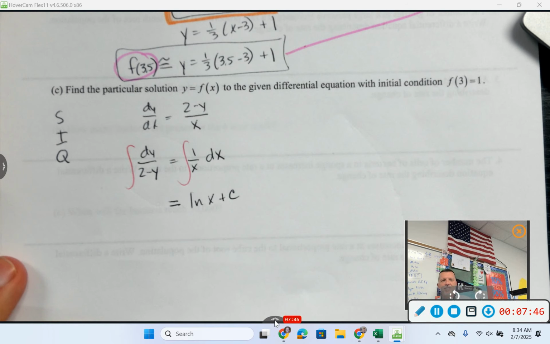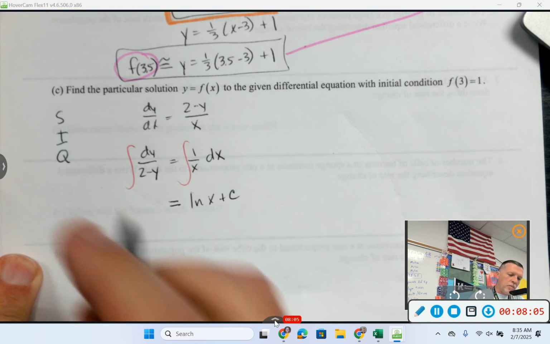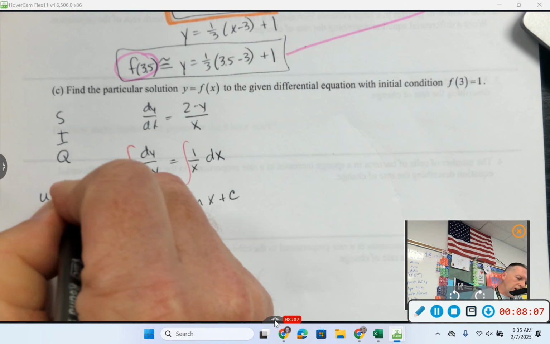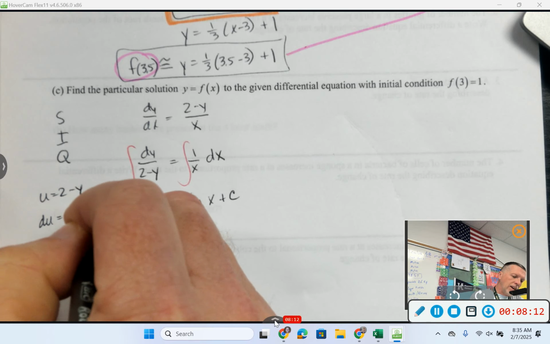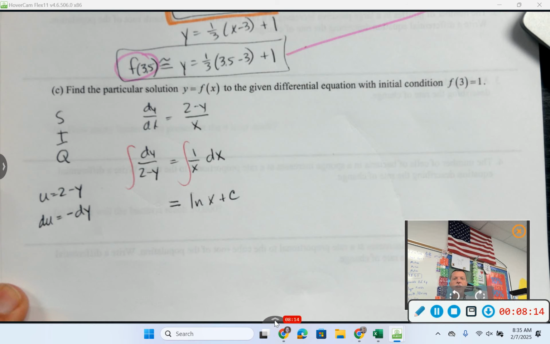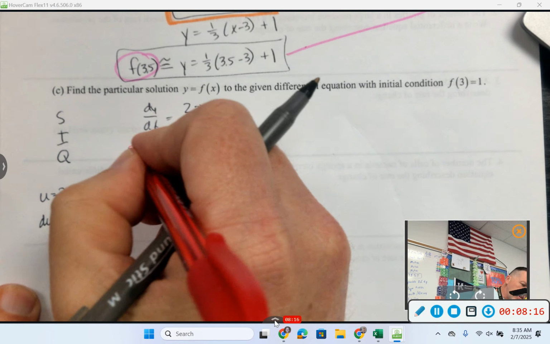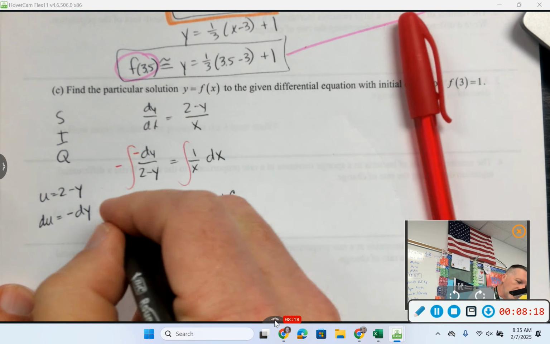The other side is a little bit harder. Do you know what the other side's going to be? It's something close to natural log of 2 minus y. Why would it be negative? So the official way would be a u sub, u equals 2 minus y, du equals negative dy, and there's where our negative would come from. So negative dy, negative out front.